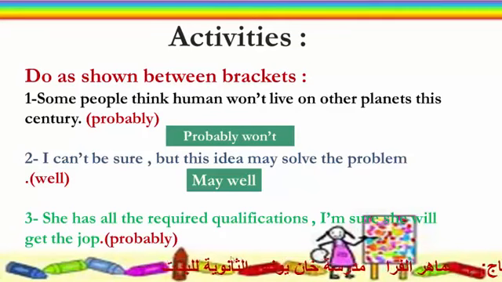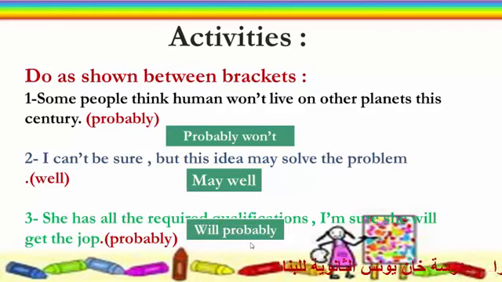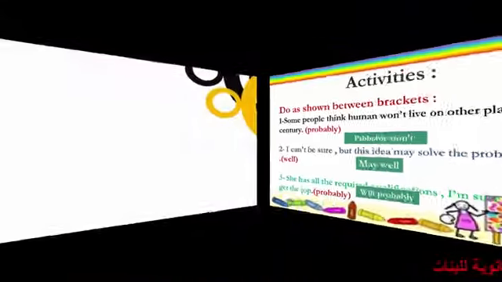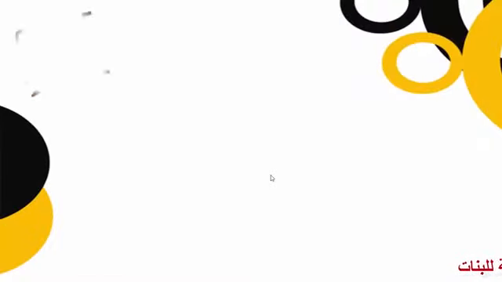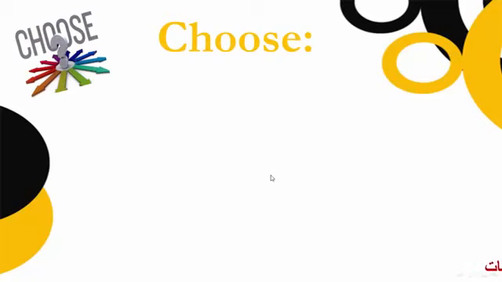And we want here to use probably. How can we use probably? Okay, right. Will probably. And so the answer will be she has all the required qualifications. I'm sure she will probably get the job. Okay? And we have here another activity for possibility and certainty, and it is choose.